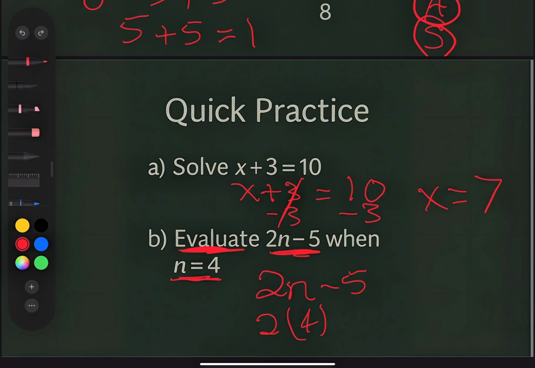So what's 2 times 4 minus 5? What we first do in this case is multiply according to PEMDAS. So 2 times 4 equals 8, and then 8 minus 5, well, that equals 3. So we simplified our expression to 3.